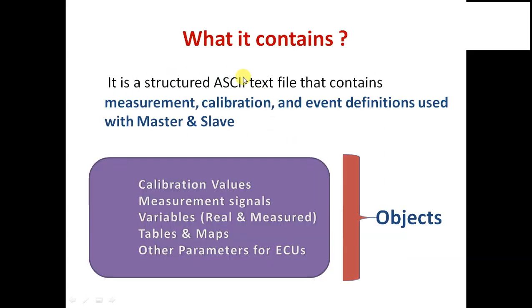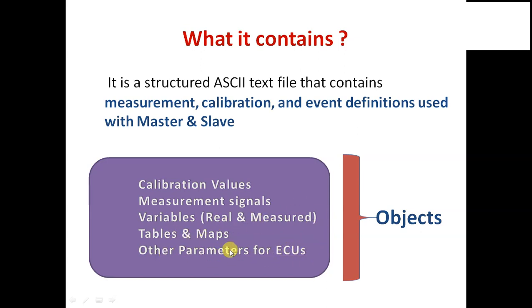And coming to the next slide, what does it contain? It is a structured ASCII text file. ASCII is American Standard Code for Information Interchange, the text file that contains measurement, calibration, and event definitions used with master and slave. So it's very important. In this particular ASCII file, we have the calibration values, measurement signals, so variables, real and measured signals, tables and maps, and other parameters for the ECU.